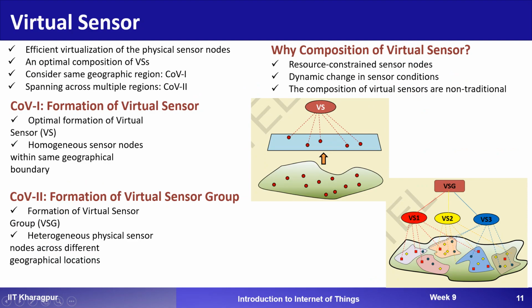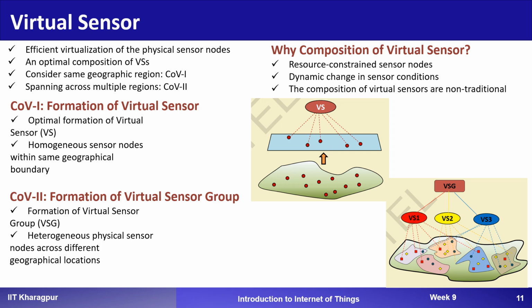Now, why composition of virtual sensor? So basically, why do you need virtual sensors? Why do you need different kinds of sensors in order to create one virtual sensor? So the reasons are, first one is resource constrained sensor nodes. If you are going to use a single sensor only, as we know, sensors are resource constrained. So to prevent this problem, you can use different sensors and create one virtual sensor.